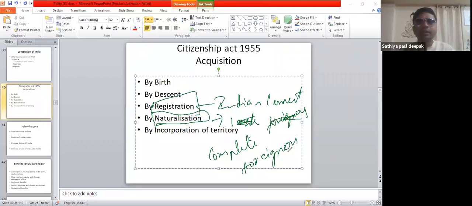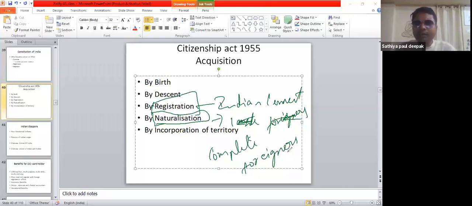Now, why this difference? Getting citizenship through registration is easy, but getting citizenship by naturalization is quite tougher. The conditions are tougher. For example, if you have to stay in India for 7 years in order to get yourself registered as Indian, under naturalization you have to stay in India for 14 years. Then only you can get Indian citizenship. For registration, 7 years. Naturalization, 14 years. There are many other provisions.